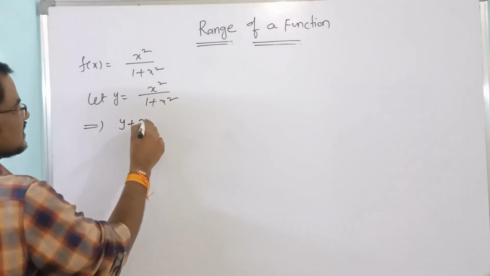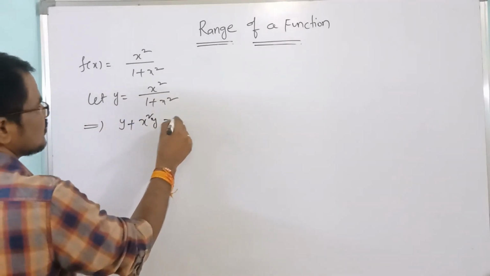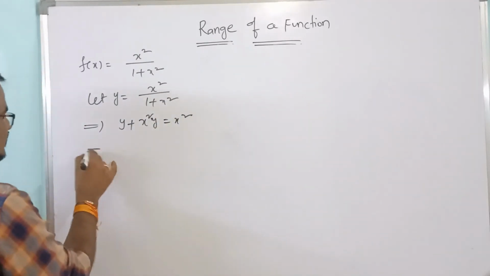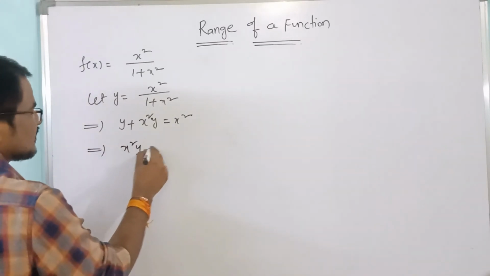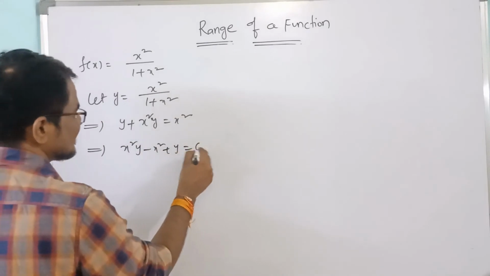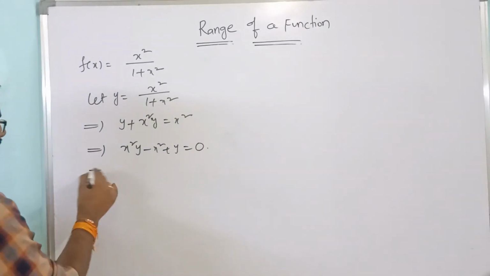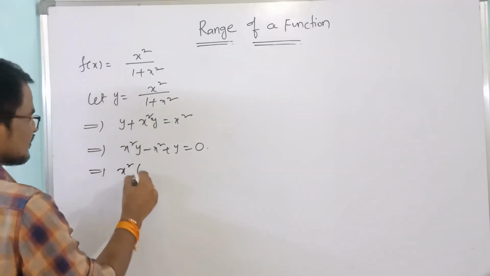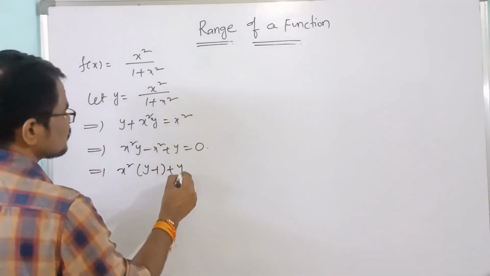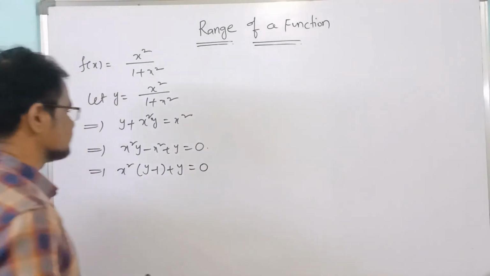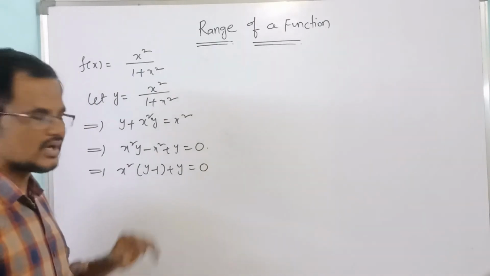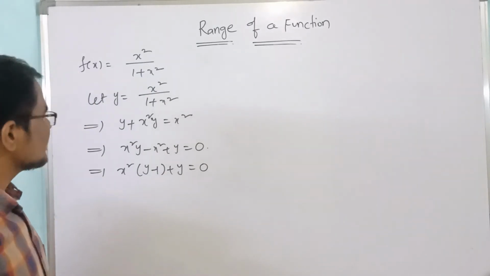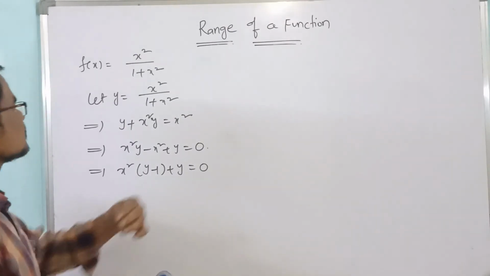So y plus x square y equal to x square. That implies x square y minus x square plus y equal to 0. Now from these two, x square common, y minus 1 plus y equal to 0. So here the discriminant concept we can follow. Otherwise, again, if you want, you can also do it like this.